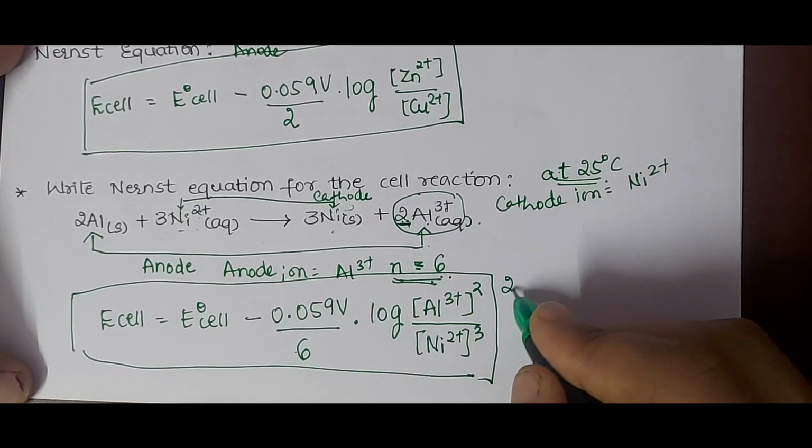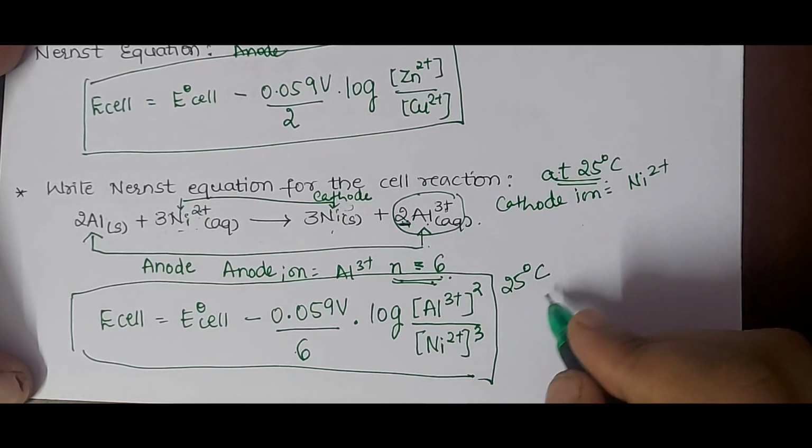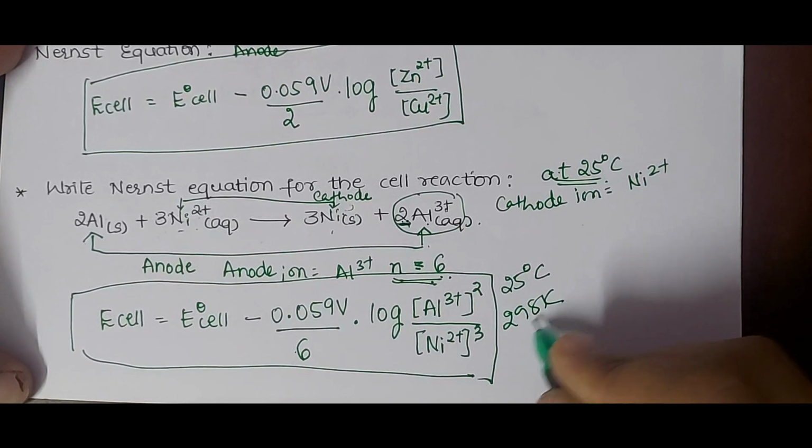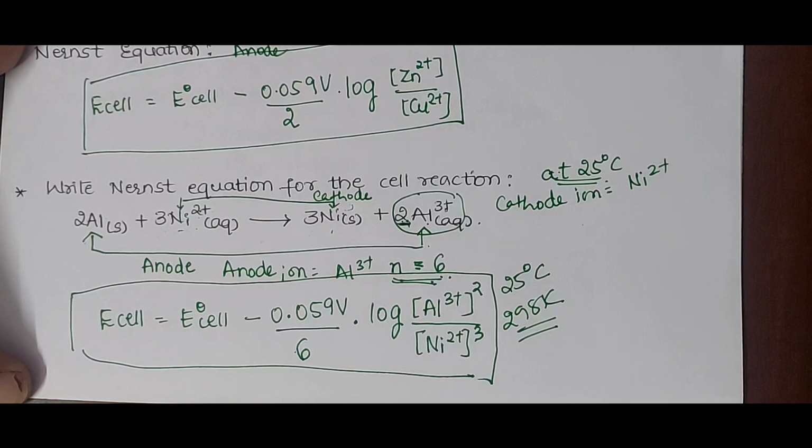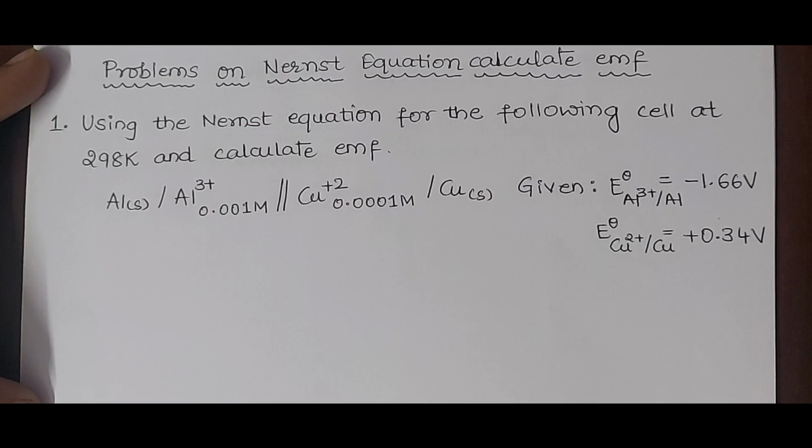at what temperature? You have to remember this: 25 degrees Celsius or 298 Kelvin. So here this is the Nernst equation. Now we'll solve the problems on this.